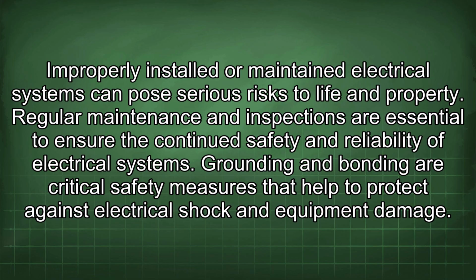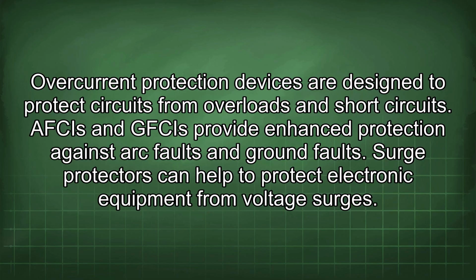Regular maintenance and inspections are essential to ensure the continued safety and reliability of electrical systems. Grounding and bonding are critical safety measures that help to protect against electrical shock and equipment damage. Overcurrent protection devices are designed to protect circuits from overloads and short circuits. AFCIs and GFCIs provide enhanced protection against arc faults and ground faults. Surge protectors can help to protect electronic equipment from voltage surges.